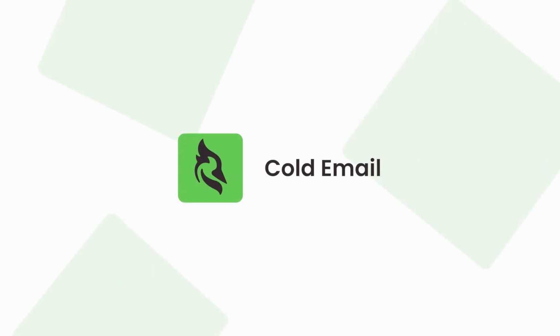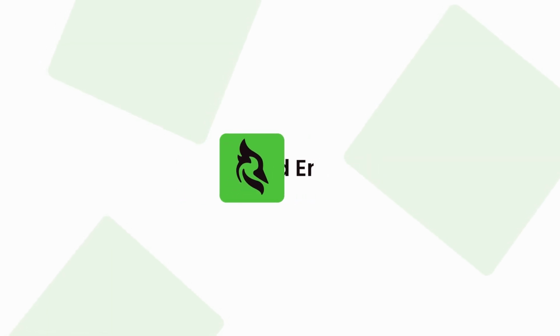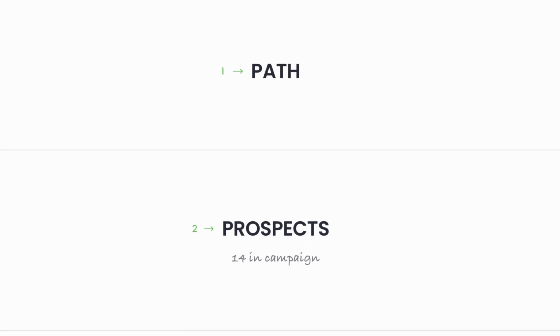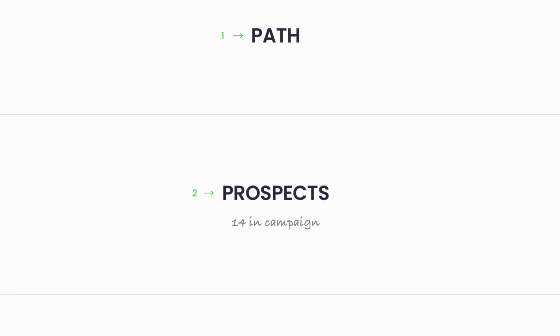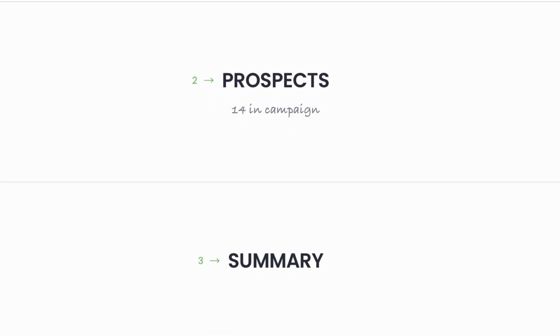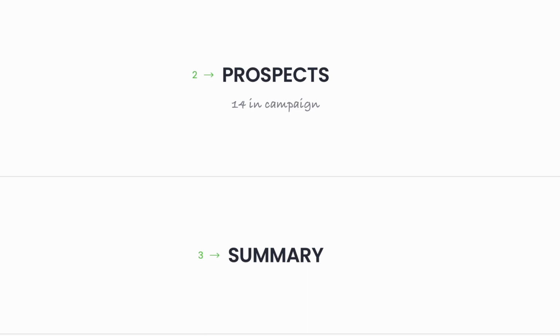Hi. In this quick start guide, you'll see how to set up a cold email campaign in Woodpecker. Each campaign can be prepared in three simple steps: the email sequence setup, which we call the path, uploading the prospect list into the prospect section, and the summary, in which you can test the campaign and start sending it.